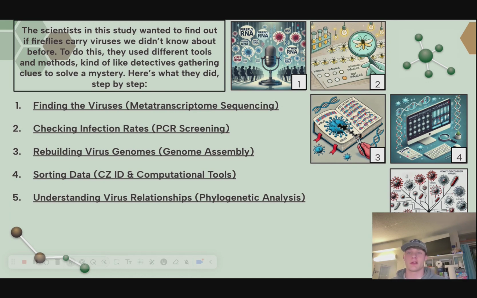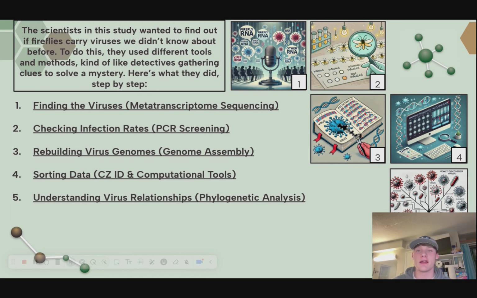Method number 4, sorting data, and they used special software which helped compare the viruses by matching them to known ones. And this is illustrated in image number 4, showing a computer screen displaying a matching game, where unknown viruses are compared to known ones, showing how scientists identify the viruses.